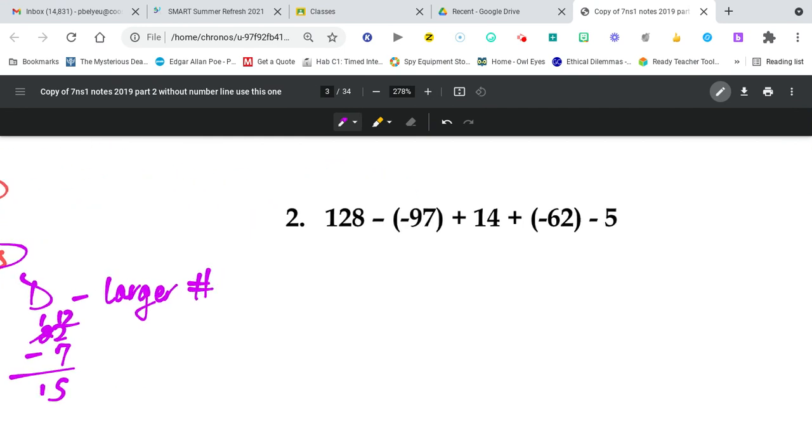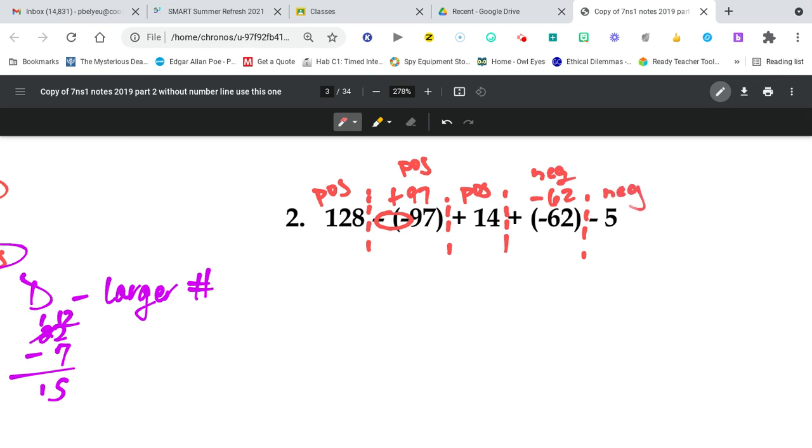Let's take a look at number 2. Let me draw a little bar to split this up to kind of chunk it. After each number, draw a little bar. Gonna look at this as positive. Minus negative is the same as positive 97, so that's positive. That's positive. Plus negative is the same as negative, so that's negative. And that's a negative 5. So what I'm going to do is I'm going to take all these that are positive because they have the same sign. I'm going to plus them and keep the sign.